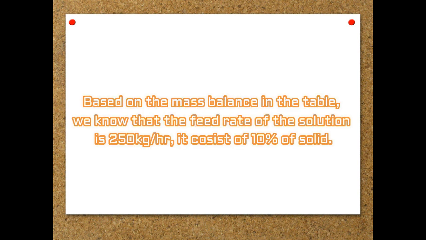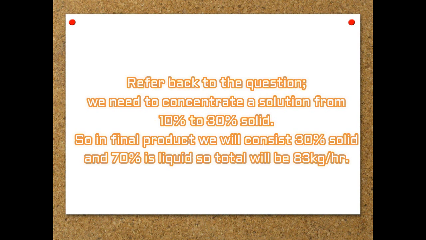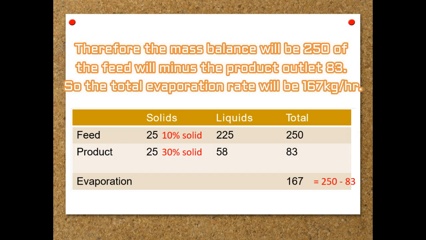Based on the mass balance, we know that the feed rate is 250 kg per hour, and it consists of 10% solid. Referring back to the question, we need to concentrate a solution from 10% solid to 30% solid. So in the final product, 30% will be solid and 70% will be liquid, so the total will be 83 kg per hour. Therefore, for the mass balance, 250 of the feed minus the product outlet 83, so the total evaporation rate will be 167 kg per hour.